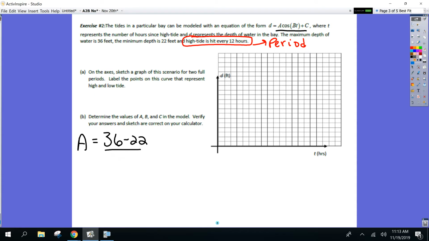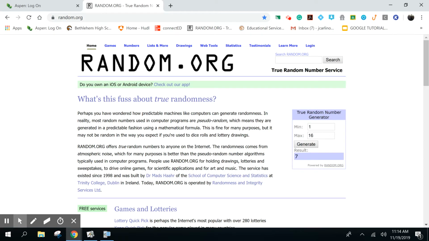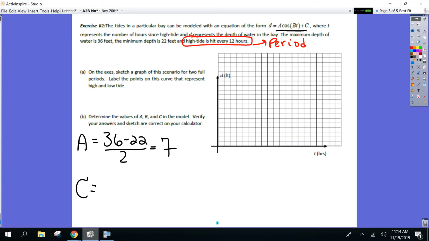36 minus 22 all over 2. What do we got there for the A value? 7. I always like to do A and C because they're pretty similar. C value, what are you calculating there to find the C value? Your shift, your midline. What am I calculating here? 36 plus 22 divided by 2. Nope. 29.